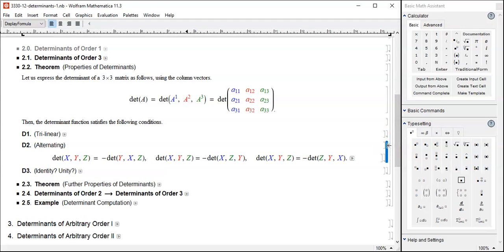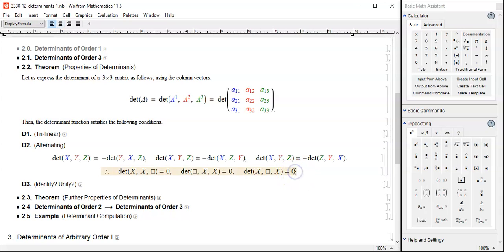Next, alternating. Switch 2 column vectors, then we have negative. We can switch x and y, y and z, and then z and x. Is there any other? No, there are only 3 columns, so there are only 3 switchings. And by the way, here is the immediate consequence.